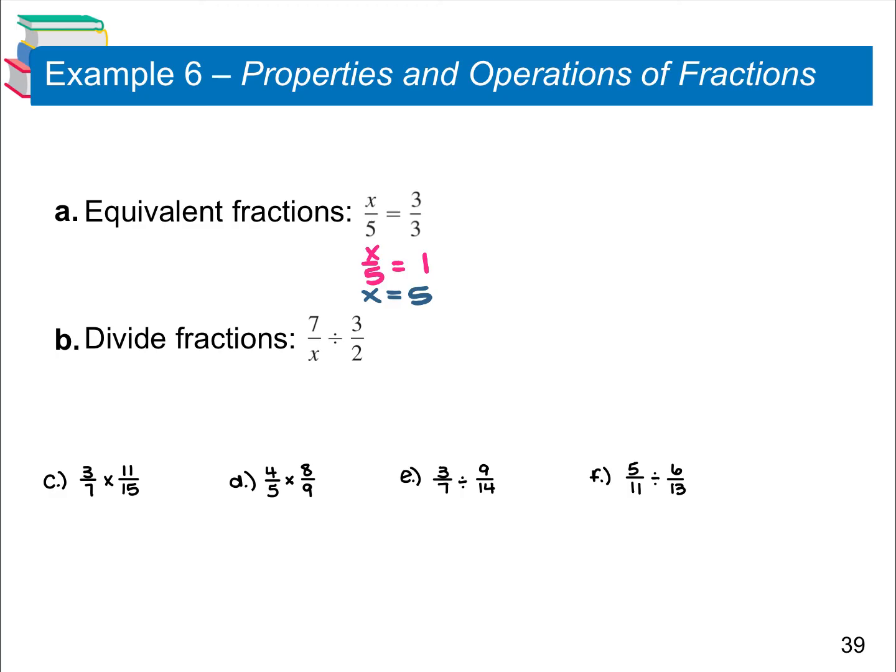For example B, you're dividing 7 over x by 3 over 2. Again, we're going to keep, change, and flip. So that's going to give us 7 over x times 2 over 3. We're going to multiply straight across on this one. So 7 times 2 is 14. Over x times 3 is 3x. So it would just be 14 over 3x.